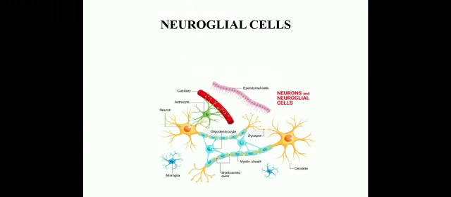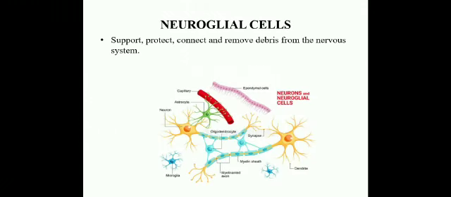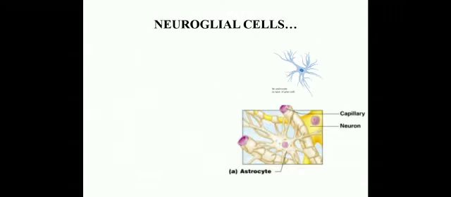The neuroglial cells, these are the supporting cells. They support, protect, connect and remove the debris from the nervous system. They include the astrocyte, oligodendrocyte, the ependymal cells and the microglia.